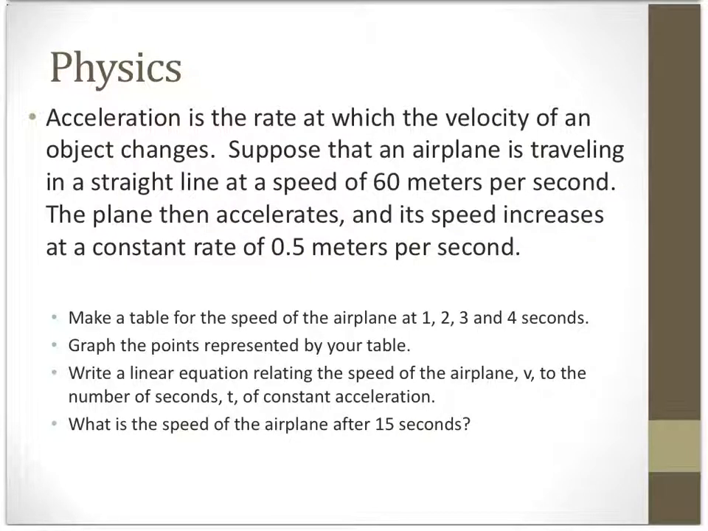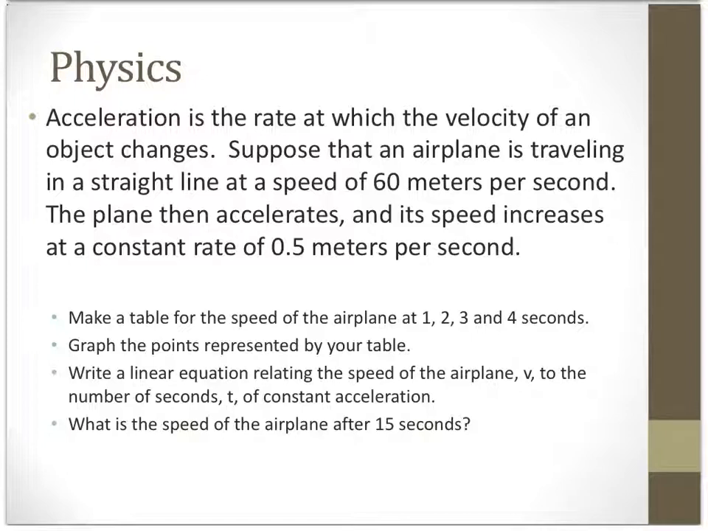It's a physics problem, and it states here that acceleration is the rate at which the velocity of an object changes. Now, granted, this is most likely not going to be a linear relationship. The problem's change, so we can work with it as a linear relationship. And we want to suppose that an airplane is traveling in a straight line at a speed of 60 meters per second, and the plane then accelerates and its speed's increasing at a constant rate.